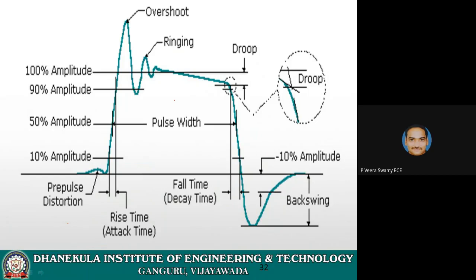Please note down that waveform. This is a simple waveform which consists of all those things: overshoot, ringing, droop, pulse, rise time, fall time, positive pulse, negative pulse. And these are the percentages of amplitude: 10%, 50%, 90%, and 100%.